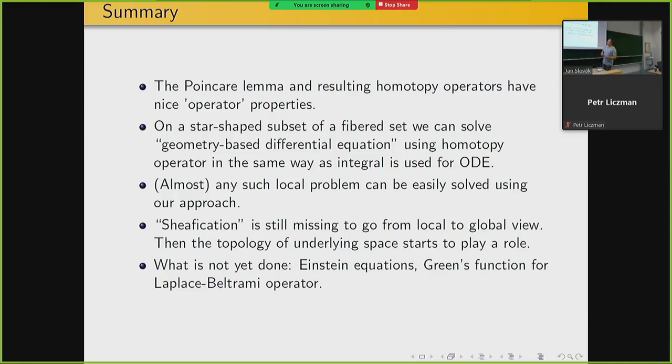Also, there is a problem with Green functions. If you have the Laplace-Beltrami operator, then you can also try to construct a local inverse, which is called the Green function. But in this picture, using homotopy operators, we cannot do it yet. There was one paper which at least claims to do it, but we tried to check it, and there are some mistakes, at least we believe so. So this problem is also open.